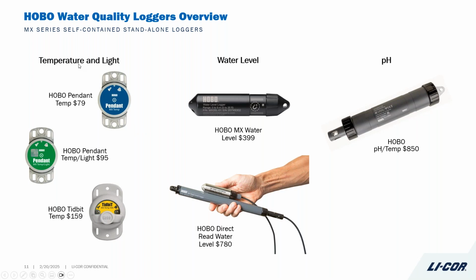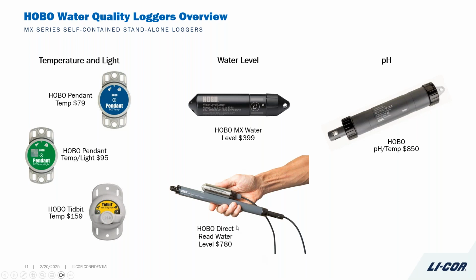Temperature and light, and you can see the price is starting at $79, and these are just different permutations. This one has a light sensor in it as well for $95. We have the TidbiT, which provides higher accuracy and greater depth rating at a higher price. In water level, we have the MX water level loggers, which start at under $400.